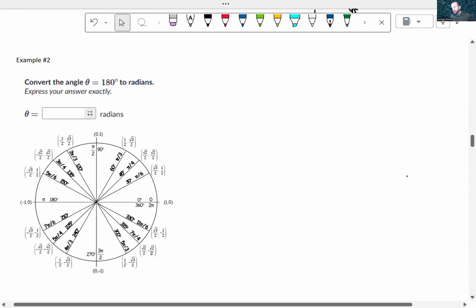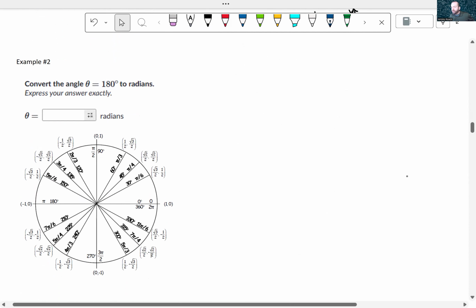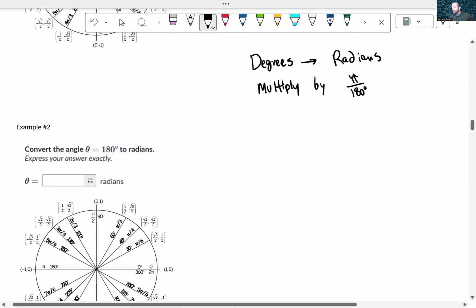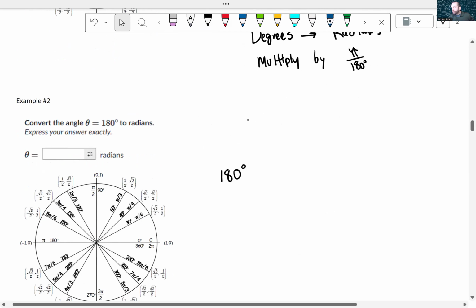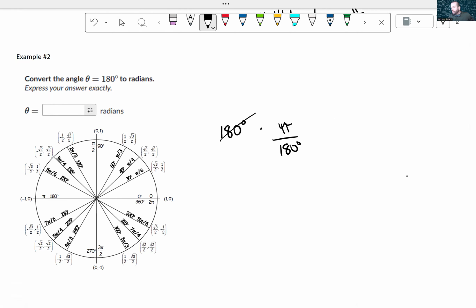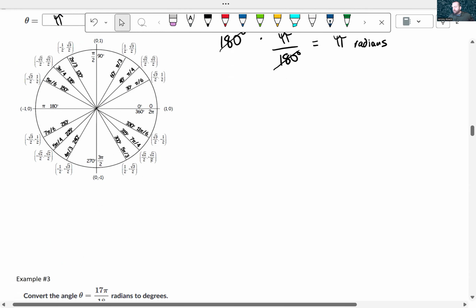This next example is fairly straightforward. It says convert this angle 180 degrees to radians. So we're going degrees to radians. We're just going to multiply by pi over 180. So we write what we're starting with. 180 times pi over 180. And that cancels out very nicely. And we're just left with pi radians. Or we just write pi for our answer there. It has radians as the units.